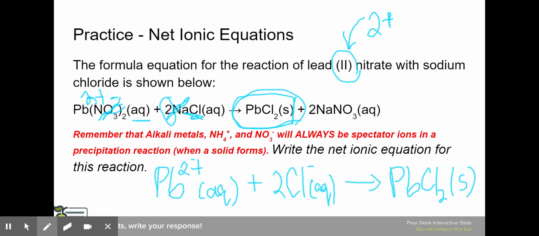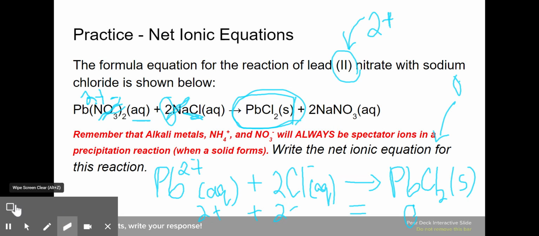The balance of charge is shown here. We have one lead with a 2+ charge, and we have 2 chlorides with a -1 charge, which is 2 negative. That adds up to 0. All compounds like lead chloride are neutral. They have a 0 charge. So when you add up the charges on the left, they should add up to 0 on the right. And so that's a net ionic equation for lead 2 chloride.